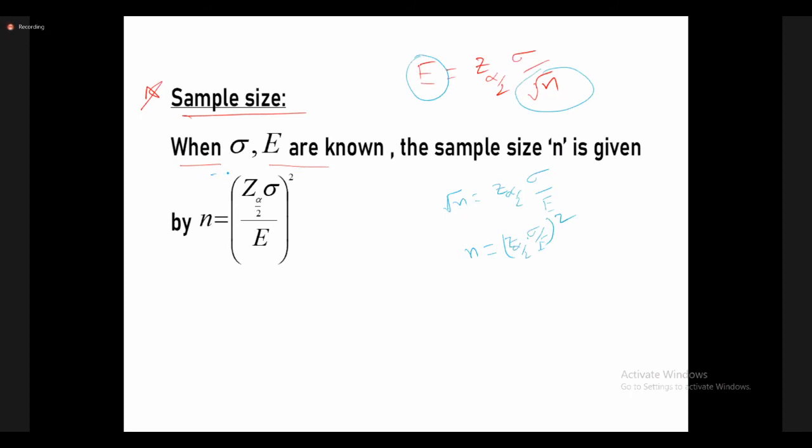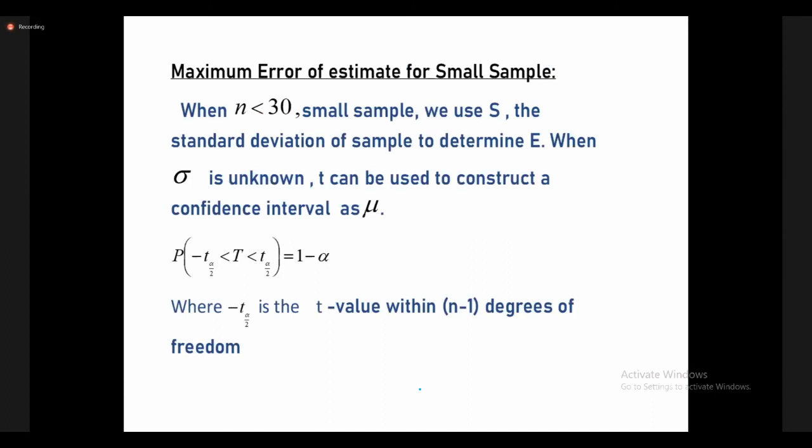Till now, we discussed three formulas: confidence interval, maximum error, and the sample size. All of you remember those formulas. These are the formulas for large samples, n greater than or equal to 30. For small samples, how to find that one? The sample may be a small sample also. In such a case, how to find it, we'll discuss now.